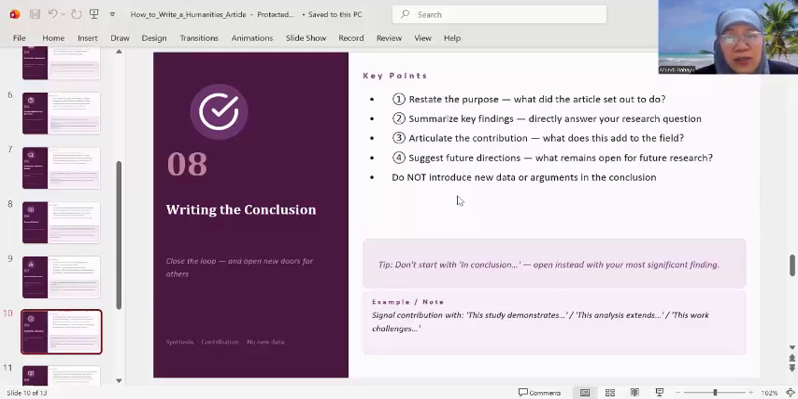Do not introduce new data or arguments in the conclusion. So the tip is, don't start with "In conclusion", open instead with your most significant findings. For example, "This study demonstrates that blah blah blah." "This analysis extends blah blah blah." "This work challenges blah blah."